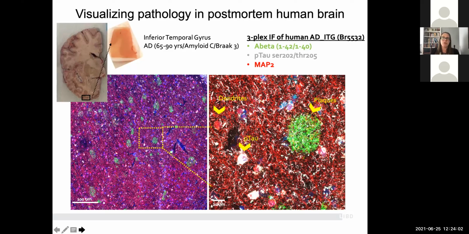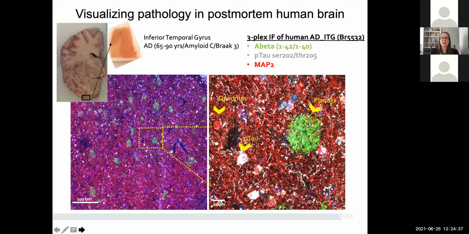Here's an example of immunostaining for A beta in green, phospho-tau in white, and a dendrite marker MAP2 in red. This is from a tissue section of inferior temporal cortex from a donor with late-stage Alzheimer's disease and severe pathology. I'll also point out that the size of the plaques is roughly equivalent to the size of one of the Visium spots, about 50 microns. We've just completed a Visium experiment using this antibody panel, and we're currently working on analyzing our sequencing data and integrating it with these protein maps.